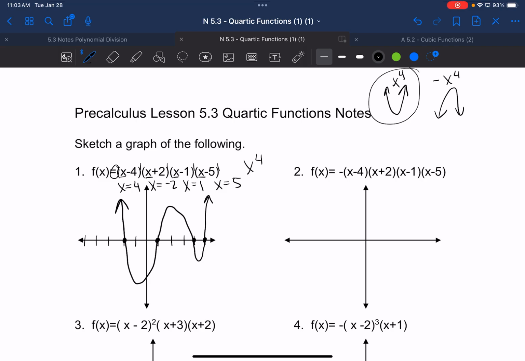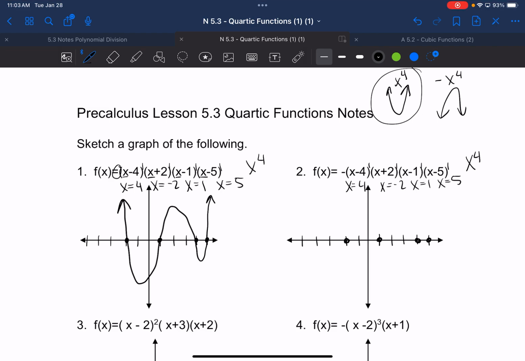All right, number 2 appears to have the same zeros, right? So we still have zeros at 4, -2, 1, and 5. So let's go ahead and plot those zeros. So we've got 4, -2, 1, and 5. Again, all of these factors do not seem to have any multiplicity with degree 2, degree 3. So they should all be normal. And we've got 4 factors, right? So again, x times x times x times x is x to the 4th.